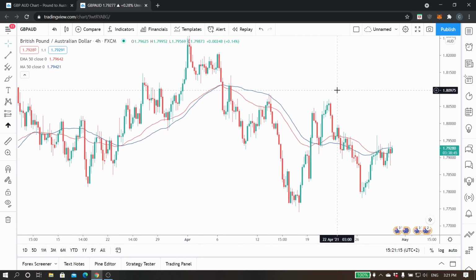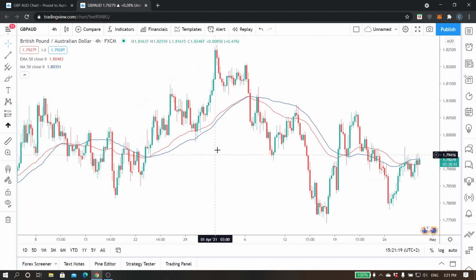Because as I said, the exponential one weighs more towards recent price action. So we can see that happening right here. Price is moving up, price drops down, and the simple moving average does not really go down at first, but the exponential one weighs more towards recent price action, and it actually drops down further.